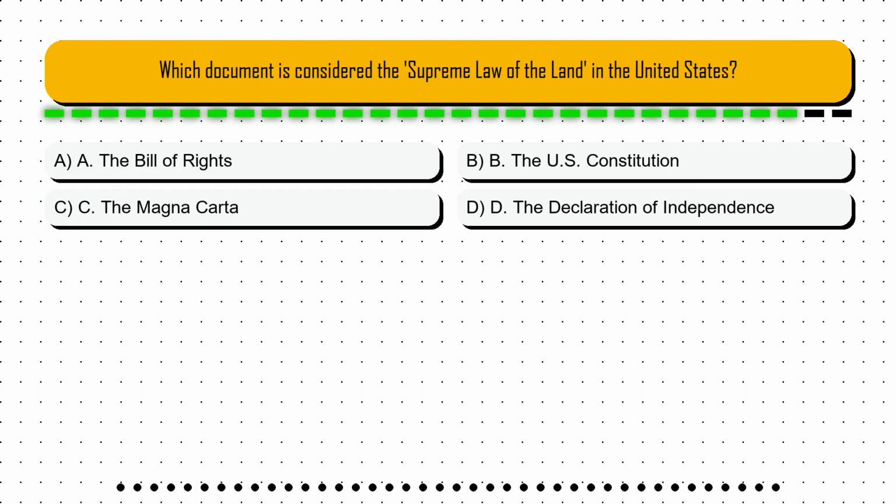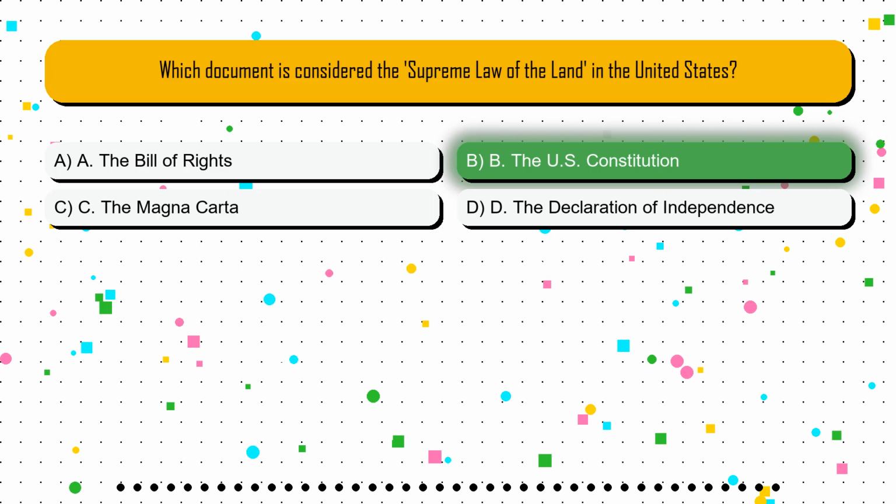Question 25. Which document is considered the supreme law of the land in the United States? Option A. The Bill of Rights. Option B. The U.S. Constitution. Option C. The Magna Carta. Option D. The Declaration of Independence.